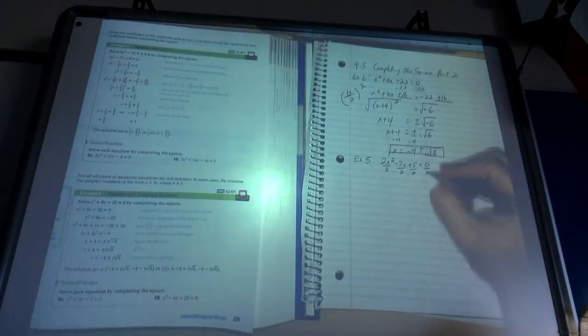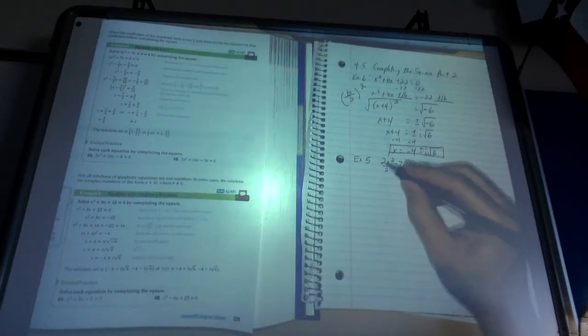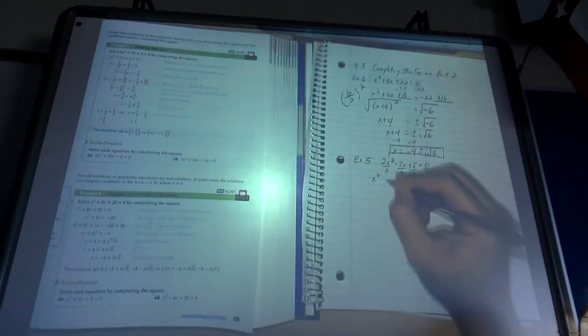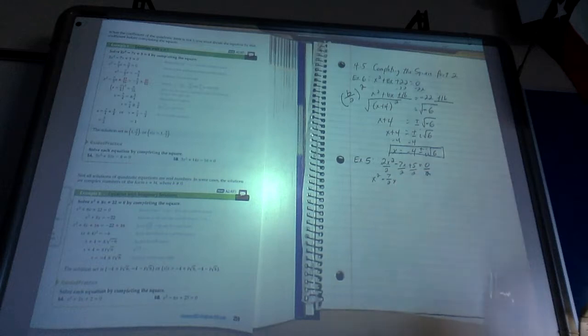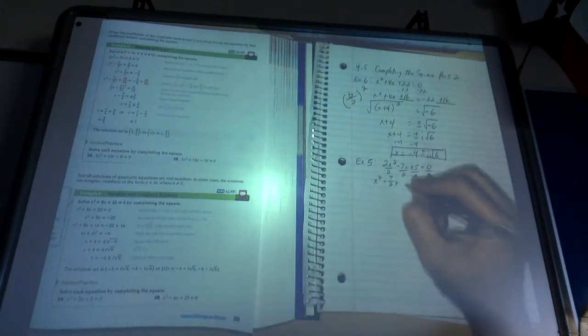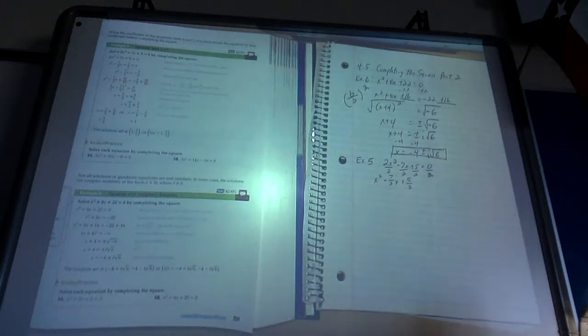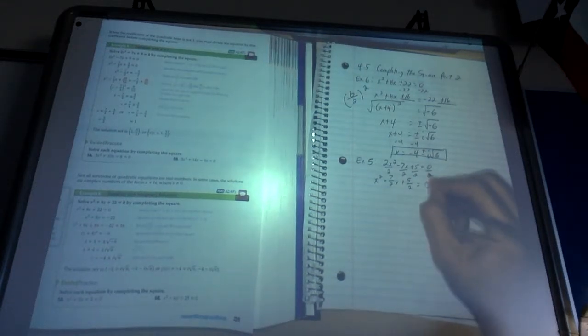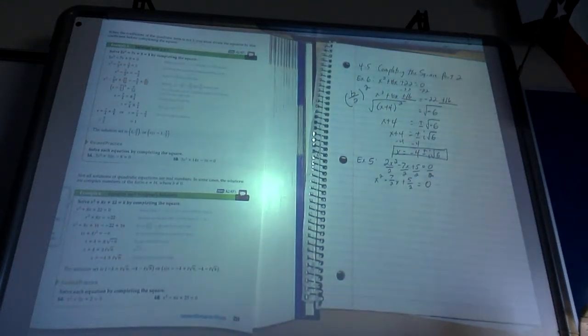Divide by 2, divide by 2, divide by 2. Okay? So this divided by 2 just gives me x squared. Now this is negative 7 halves x. Yeah, it's a fraction. It's okay. Leave it there. This is plus 5 halves. That's fine. And then 0 divided by 2 is still 0, so that kind of cleans up.